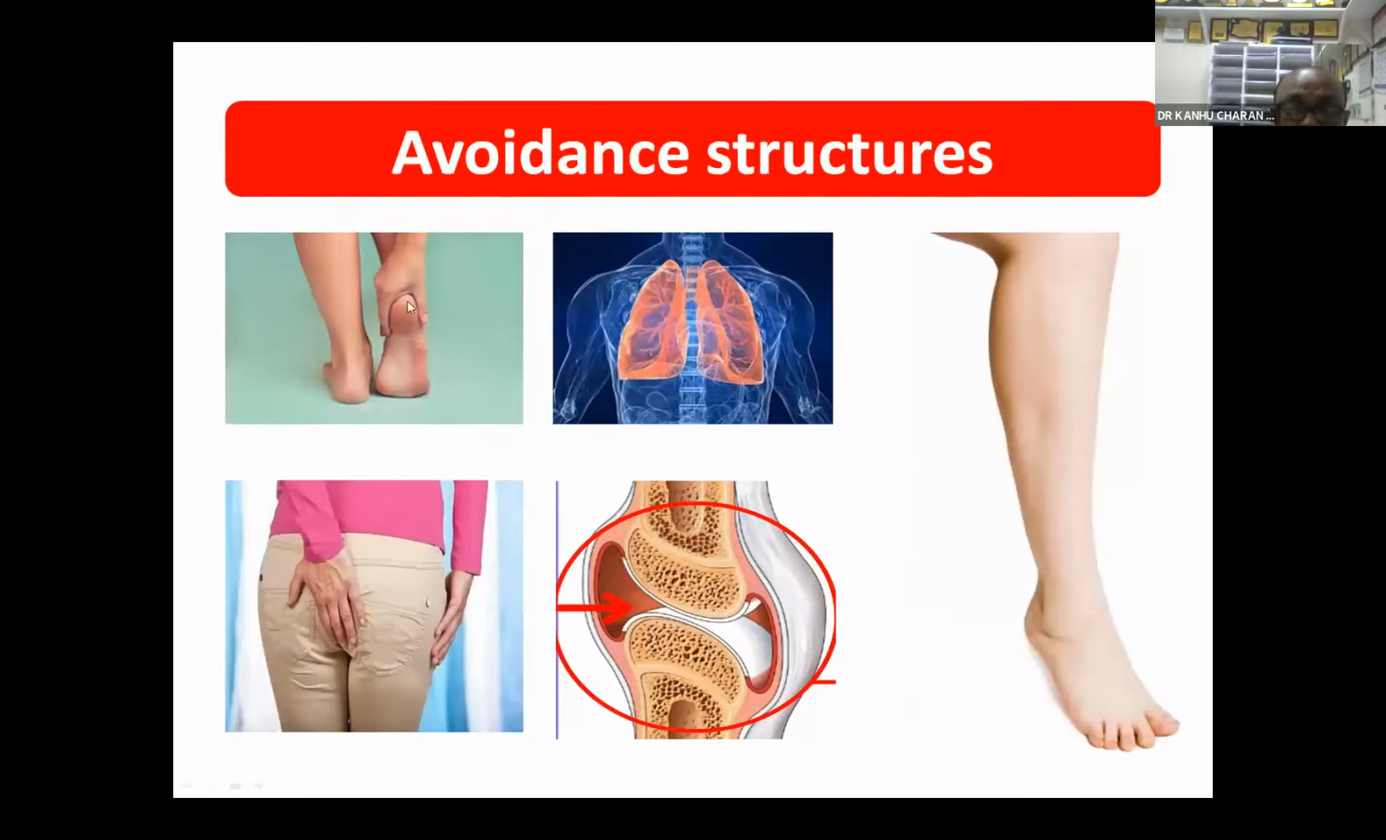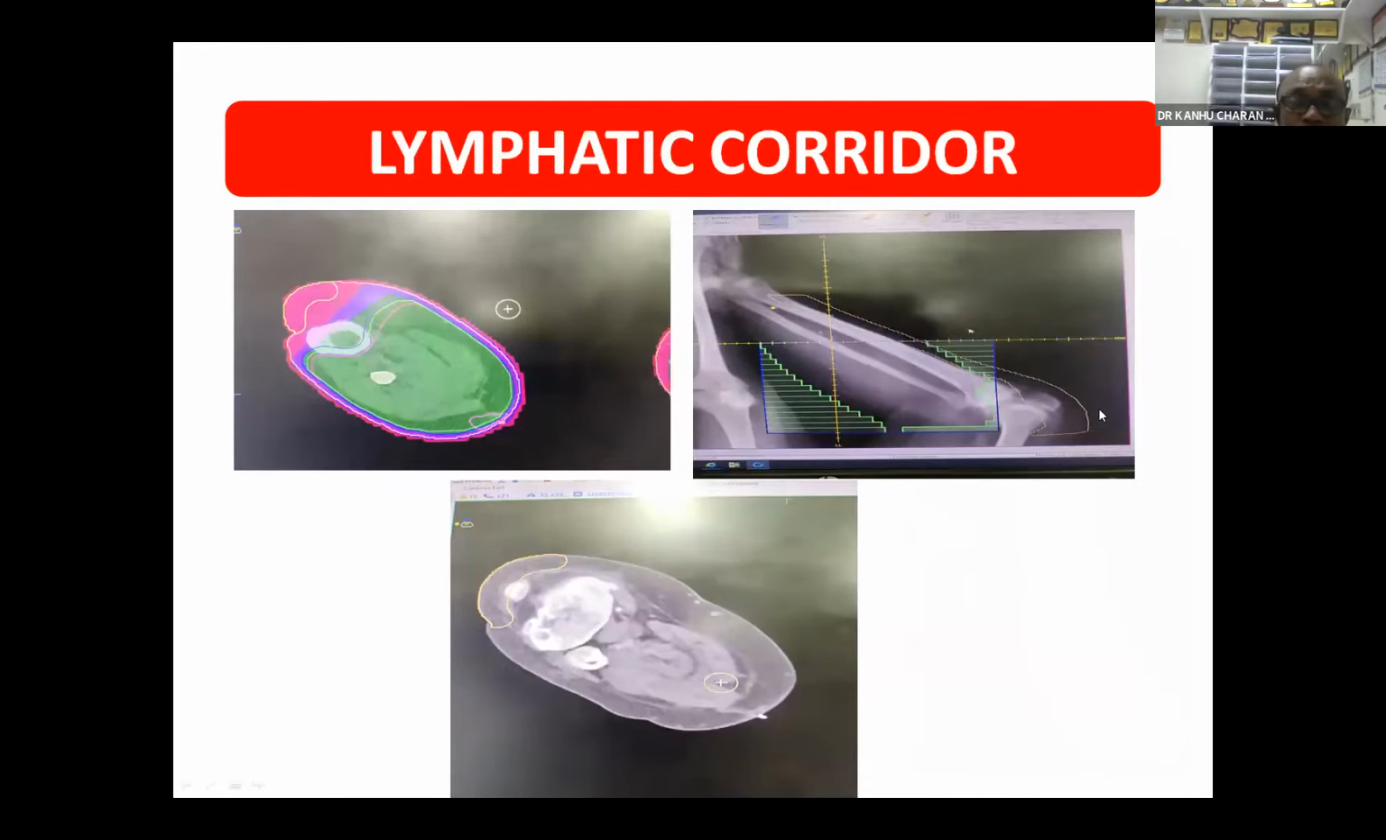So what are the avoidance structures? One is the heel, one is the lungs, one is the joint cavity, one is the anal and perineal genital area, another is the anterior tibial spine, shin of tibia. Apart from that, you have to go for a lymphatic corridor. Suppose sometimes you are going to treat part of this sarcoma, starting treatment with VMAT or IMRT techniques. So part of the things you have to contour specifically.